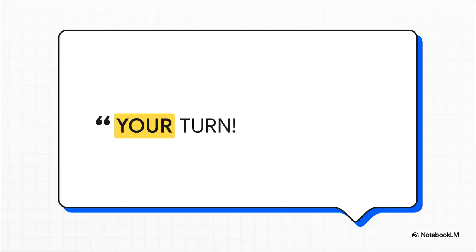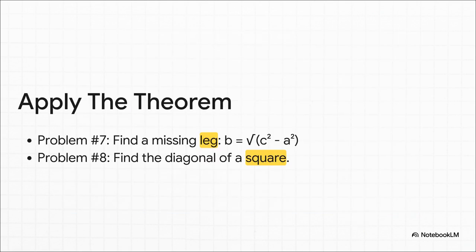Done. Okay, you've seen the theorem in action. Not too bad, right? Now you know the drill. It's your turn to apply it. So check out problems 7 and 8. For number 7, there's a small twist. You need to find a missing leg, not the hypotenuse. So you'll just rearrange the formula a little bit. A squared equals c squared minus b squared. And for number 8, just remember that a diagonal cuts a square into 2 perfect right triangles.